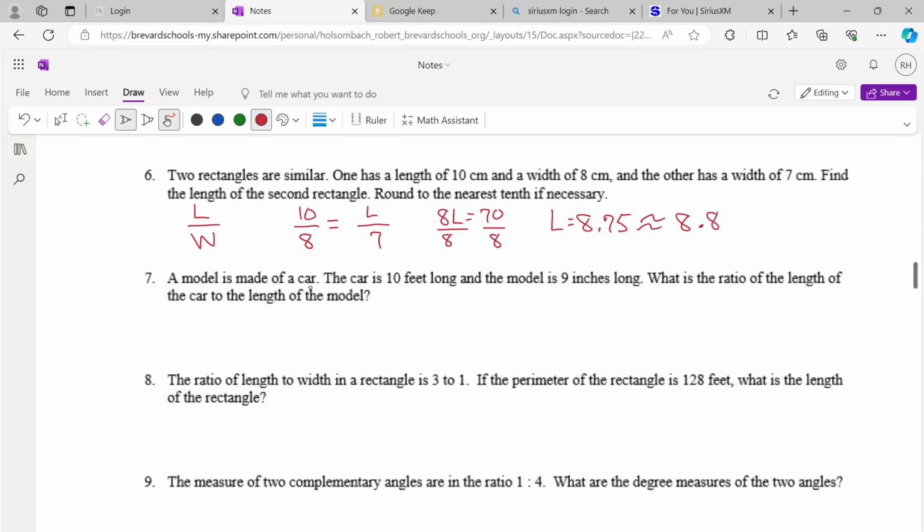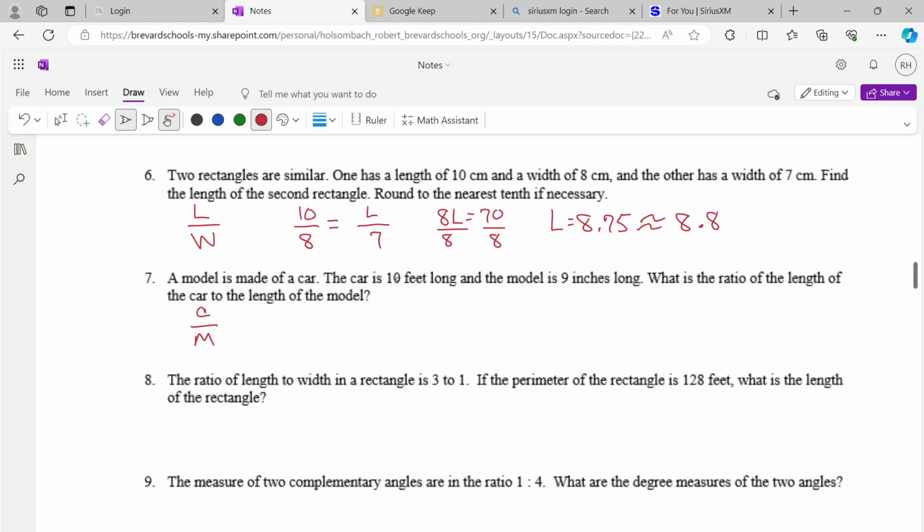All right, number 7, a model is made of a car. The car is 10 feet long, model is 9 inches long. So car to model, 10 feet long and 9 inches long. Look, we got 2 different units of measure.